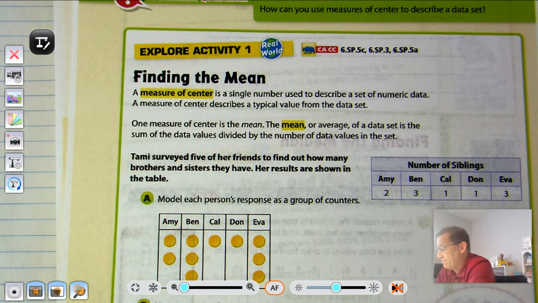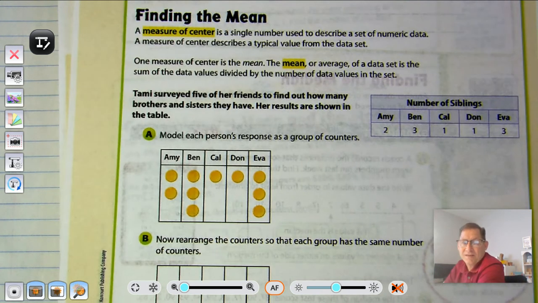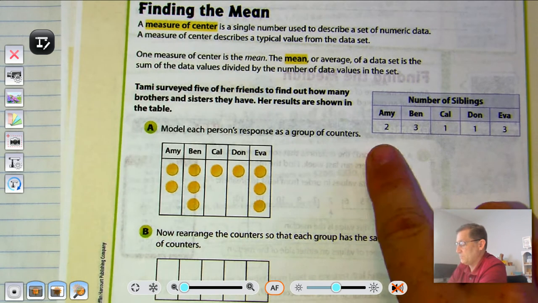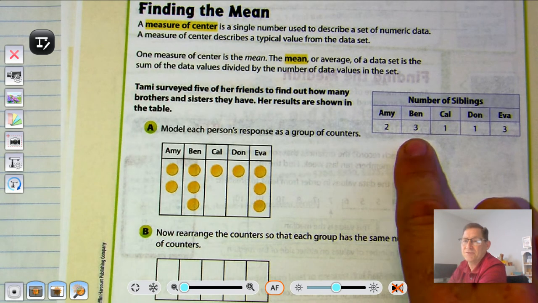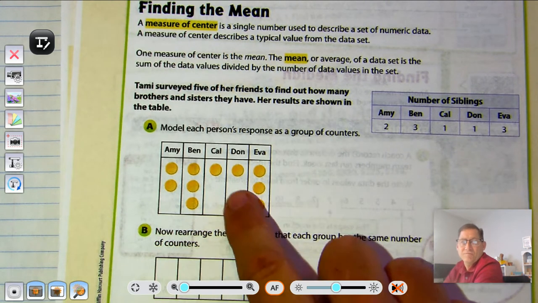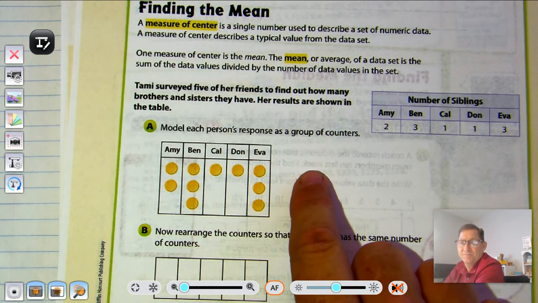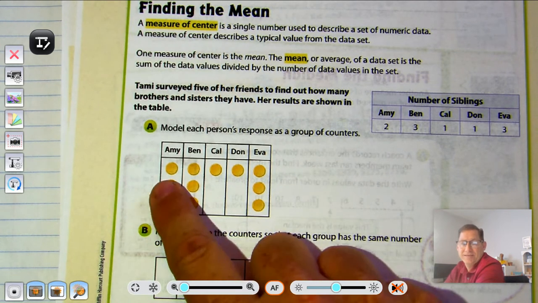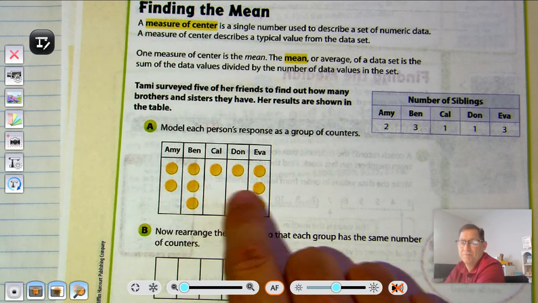The mean, or average, of a data set is the sum of the data values divided by the number of data values in the set. So here's an example. Tammy surveyed 5 of her friends to find out how many brothers and sisters they have. Her results are shown in the table. So these are the 5 people she talked to. Amy has 2 siblings, Ben has 3, Cal has 1, Don has 1, and Ava has 3. So we can use counters to represent that. So we see that Amy has 2 counters, Ben 3, and so on, right?